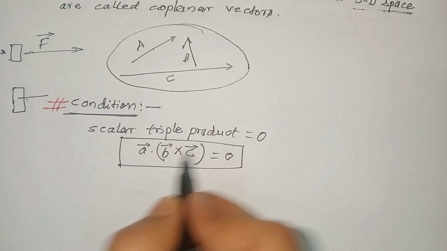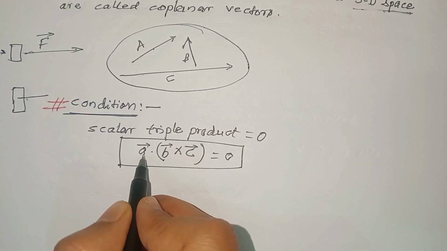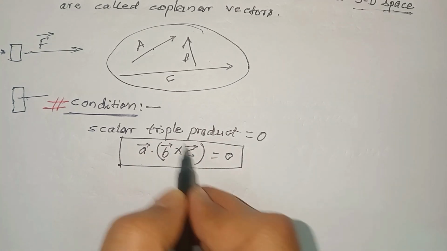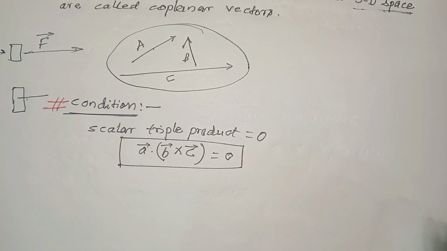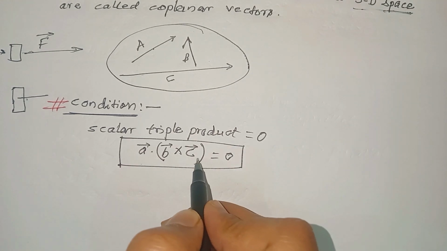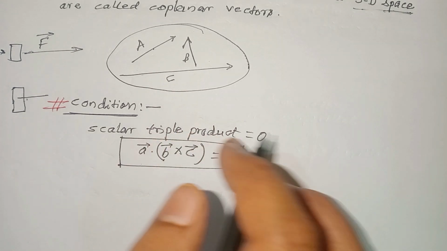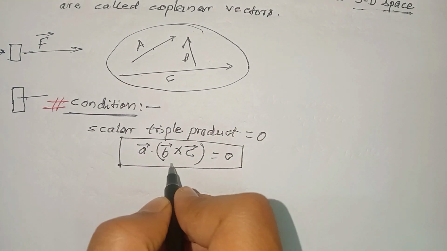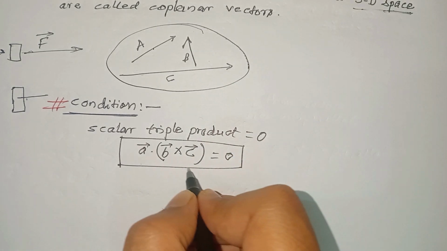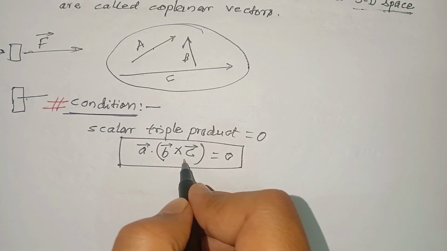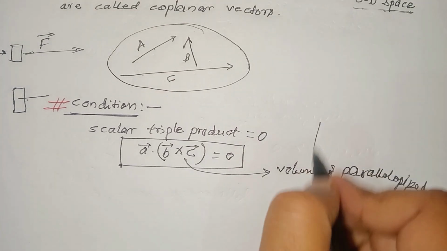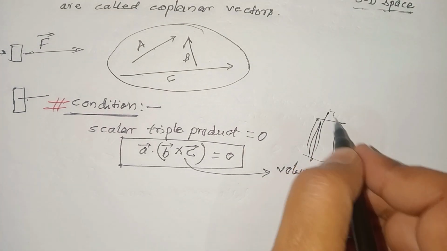The scalar triple product, we know, is A dot B cross C. This is the term for the scalar triple product, and it should be 0 for the three vectors A, B, C. Only when the scalar triple product is 0 are the vectors coplanar, meaning they are lying in the same plane. Actually, this scalar triple product is the volume of a parallelepiped. The volume of a parallelepiped is somewhat like this figure.